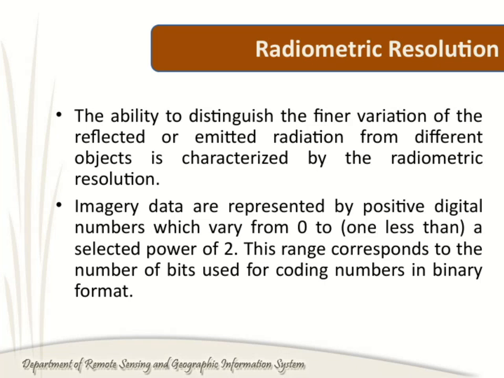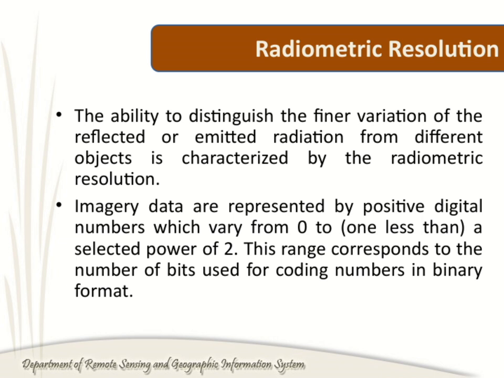Let's talk about radiometric resolution. This is all about how well a sensor can tell apart subtle differences in the reflected or emitted radiation from various objects. Essentially, it determines how finely the sensor can distinguish variations in brightness or energy. Think of it as the sensor's ability to pick up small changes, which is crucial for detailed analysis.